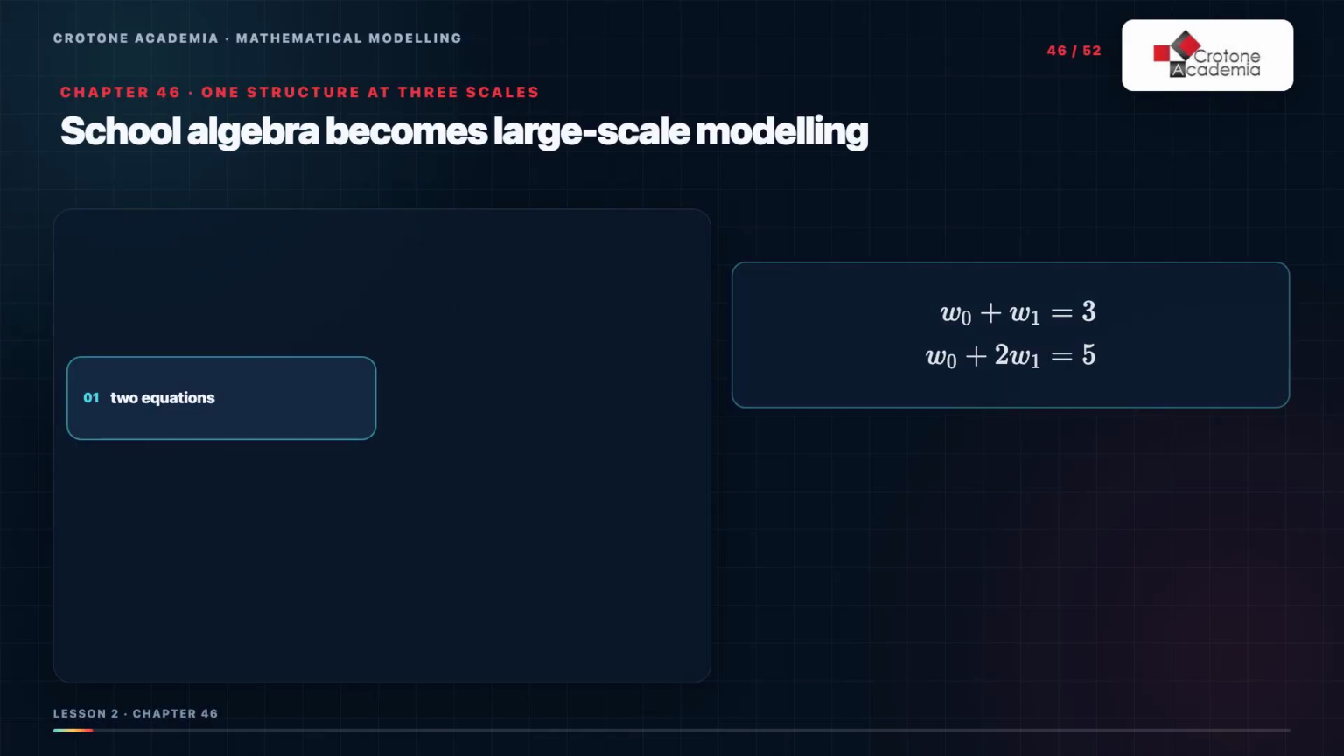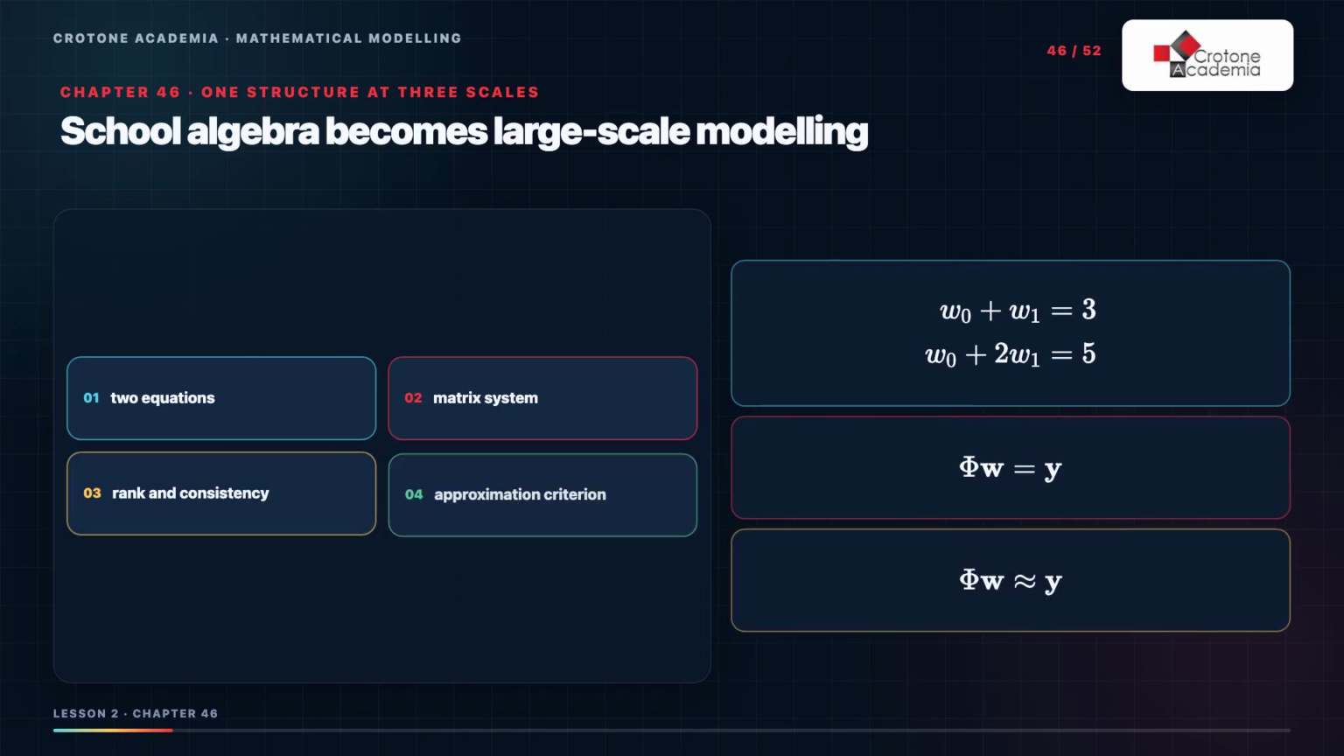At school, we solve two simultaneous equations. Now, in modeling, I want to guide you through how the same structure becomes phi times w equals y, possibly with thousands of observations and hundreds of features. Let us build this step by step. The advanced questions are still recognizable. Does a solution exist? Is it unique? Does phi have full column rank? Are the parameters identifiable? If exact equality is impossible, how should closeness be measured? Scale and noise enlarge the problem, but they do not erase its elementary roots.